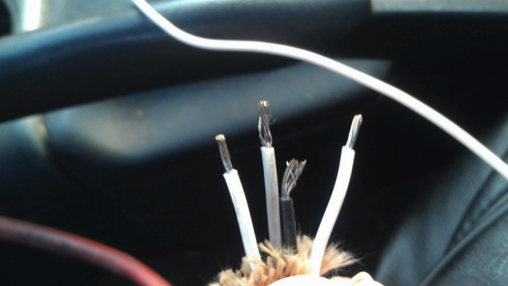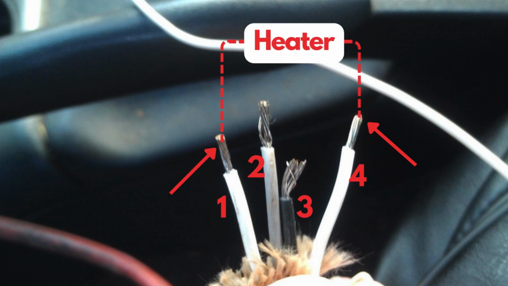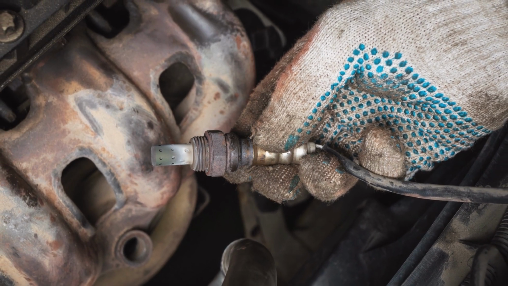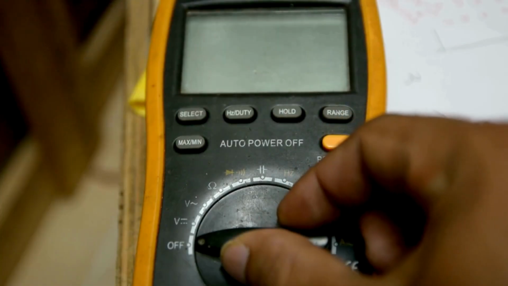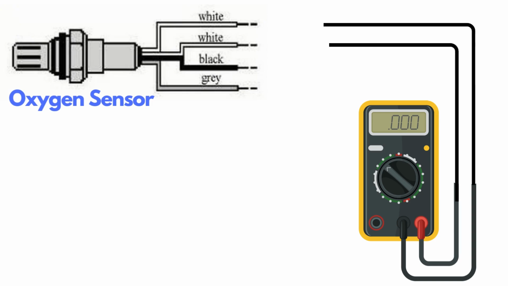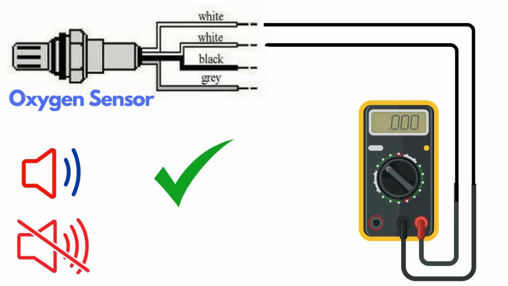Oxygen sensors typically have 4 wires. 2 of these wires, usually of the same color, are dedicated to the heater circuit within the sensor. Over time, the heater circuit can burn out and stop functioning properly. To test the heater circuit, you'll need a multimeter. Set the multimeter to check for continuity, then place the probes on the 2 heater wires. If the circuit has continuity, the multimeter will beep, indicating that the heater is functioning. If there's no beep, it means the heater circuit is broken and you'll need to replace the oxygen sensor.